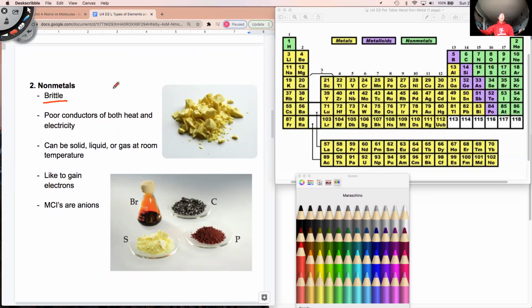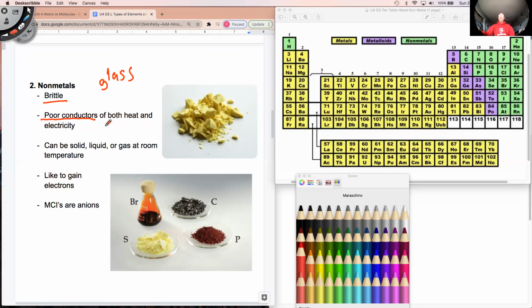Brittle is stuff like glass. So if you take a piece of glass and you drop it on the floor, it shatters. If you take a piece of metal and drop it on the floor, the metal just kind of clanks. Maybe it bends a little bit, but doesn't shatter or break. So nonmetals are brittle. Nonmetals are also poor conductors of electricity.